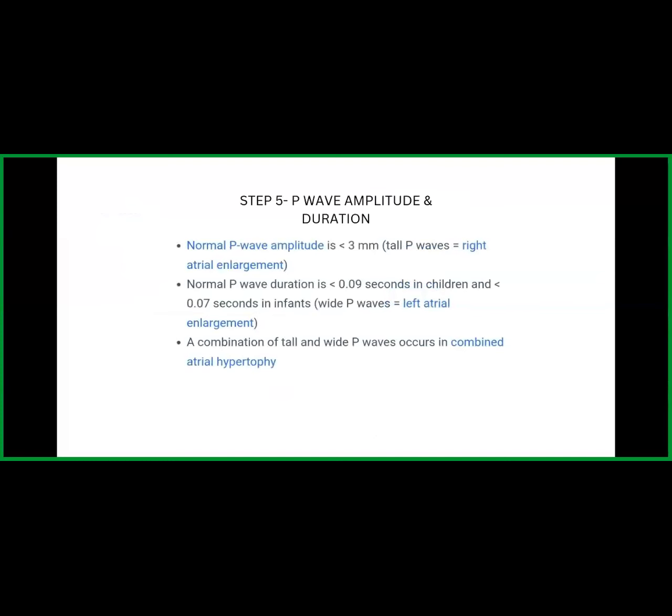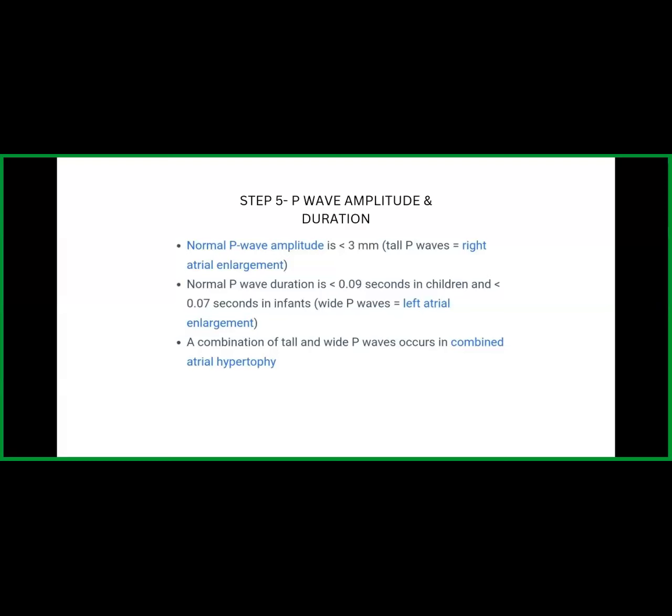Step 5 in ECG evaluation is P wave amplitude and duration. Normal P wave amplitude should be less than 3 mm. For the sake of understanding, a square of 2.5 length on the x-axis and 2.5 height on the y-axis means that the P wave is normal.